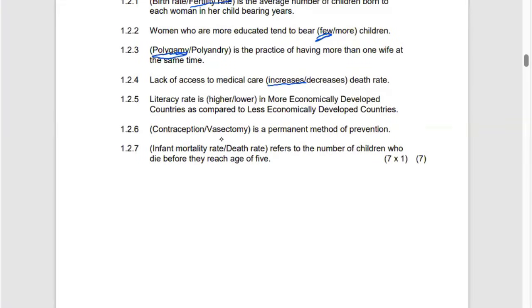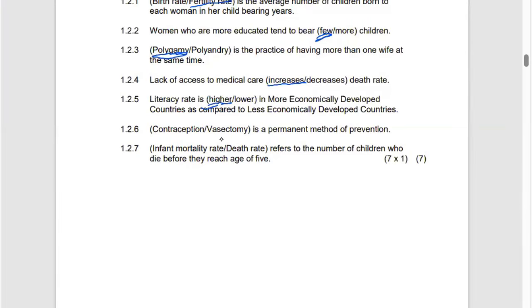Literacy rate, is it higher or lower in more economically developed countries as compared to less economically developed countries? If we check, we tend to find that the literacy rates are higher. With literacy rates, we are looking at the number of people who are able to read and write. Then illiteracy, we are looking at those people who are unable. So literacy, we are looking at those who are able. So it's higher in more economically developed countries than in less economically developed countries.